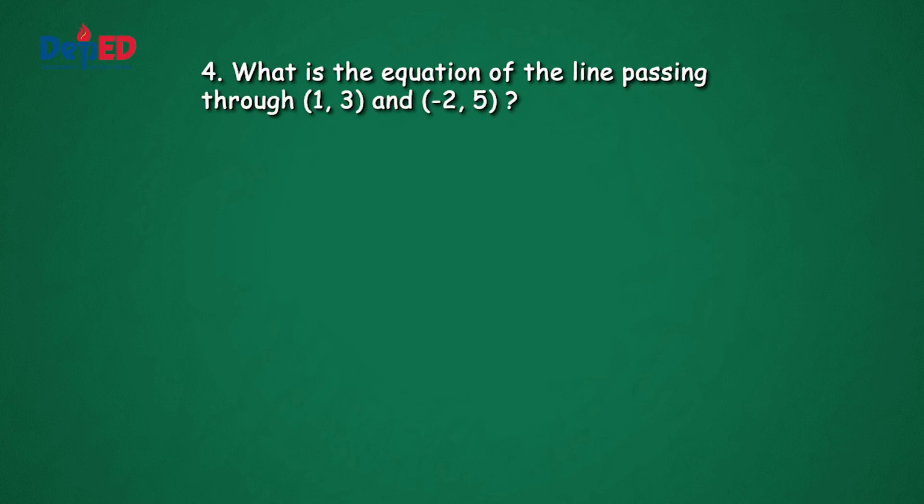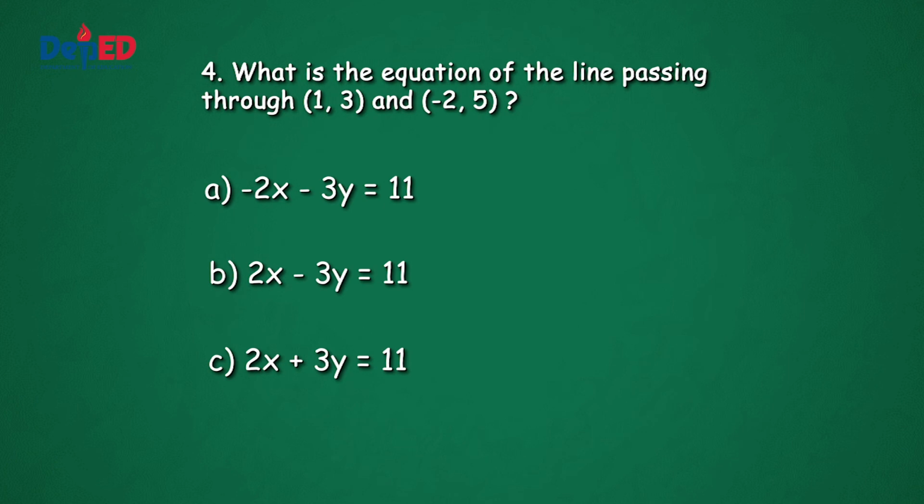Last item. What is the equation of the line passing through the points (1, 3) and (negative 2, 5)? Is it A, negative 2x minus 3y equals 11? B, 2x minus 3y equals 11? Or C, 2x plus 3y equals 11?